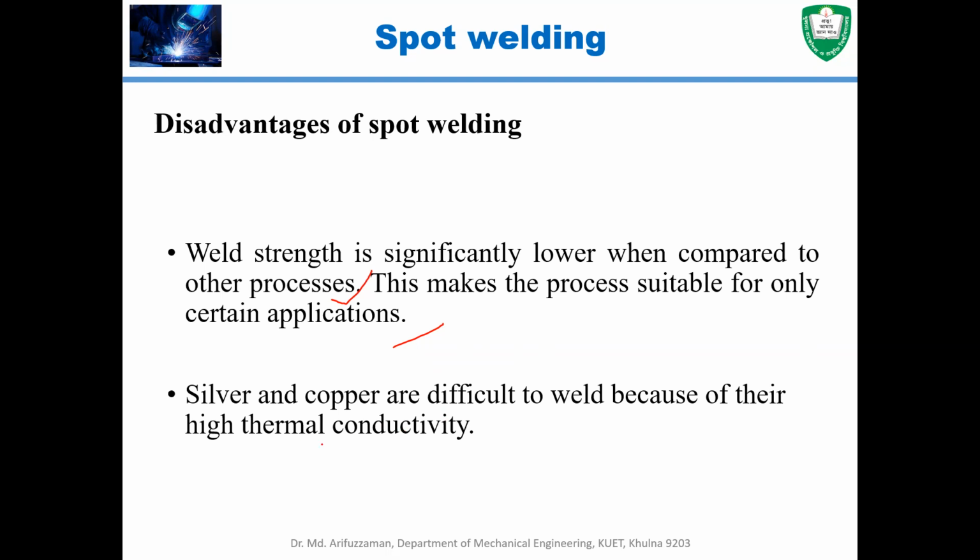And metals that have high thermal conductivity or electrical conductivity will not give you proper spot welding, because heat will not be able to concentrate. If the electron flow is not resisted, then the heat will not be generated, and that's why it is difficult to weld silver or copper with the help of spot welding. Okay, any question?